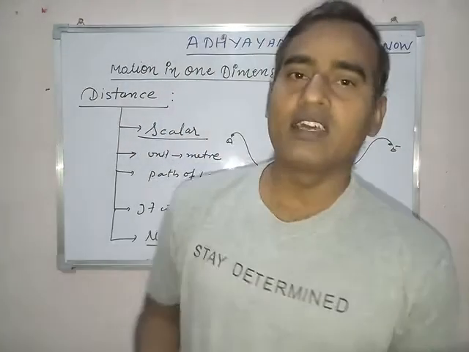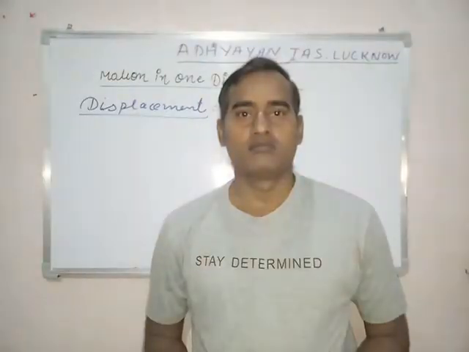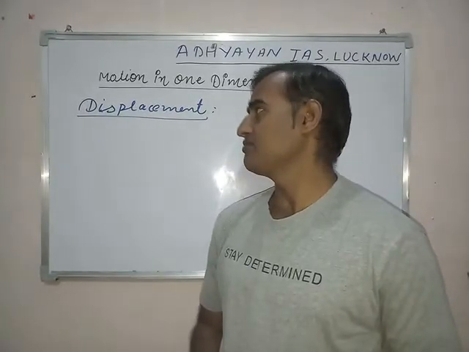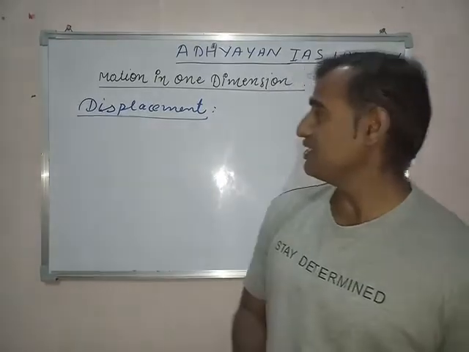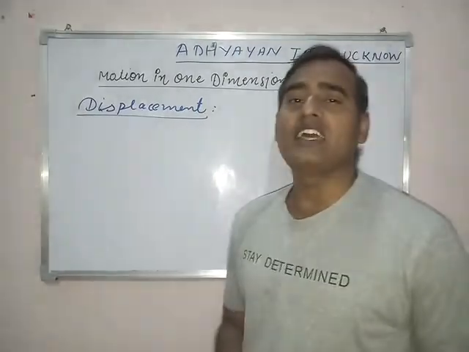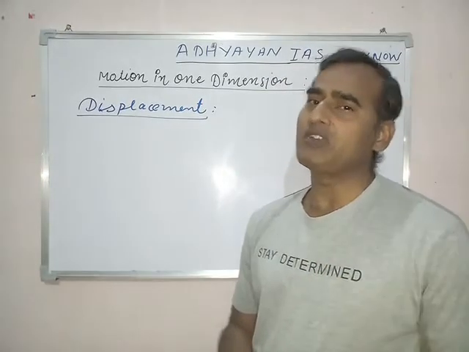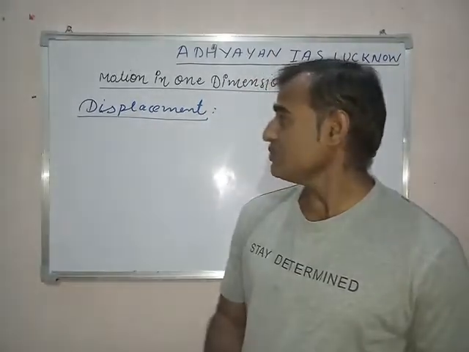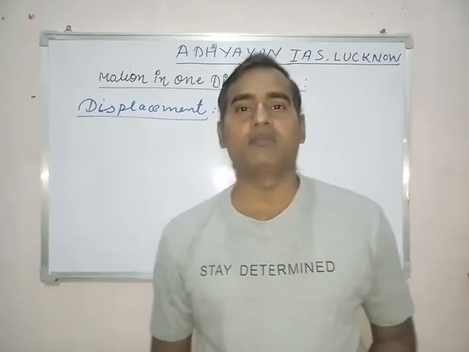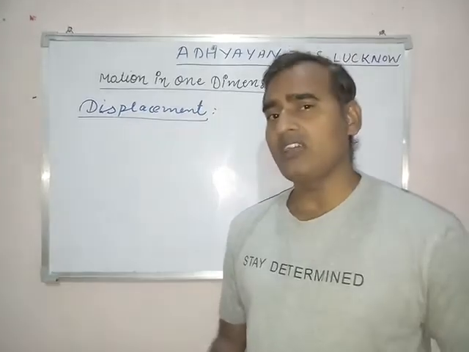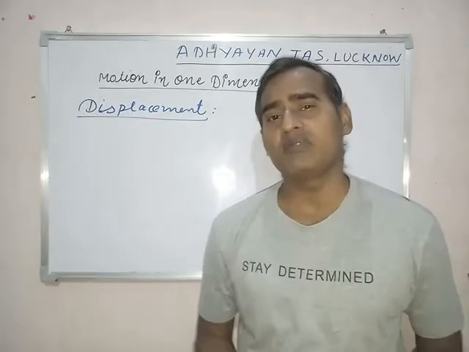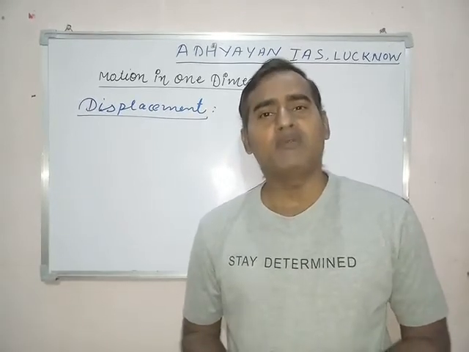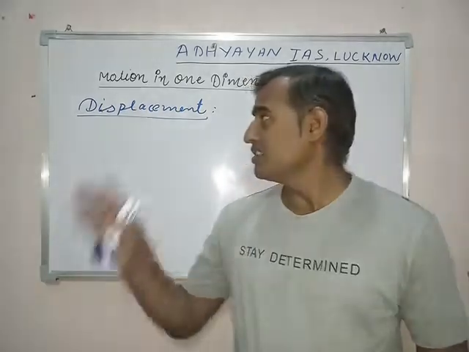Now we are going to discuss displacement. Displacement is a vector quantity, and it is the minimum position between 2 points. Displacement is the minimum position between 2 points, it is a vector quantity, and its unit is meter. So here we are getting the similarity between distance and displacement. What is the similarity? Both have the same unit, meter, and there are a few differences also between displacement and distance.